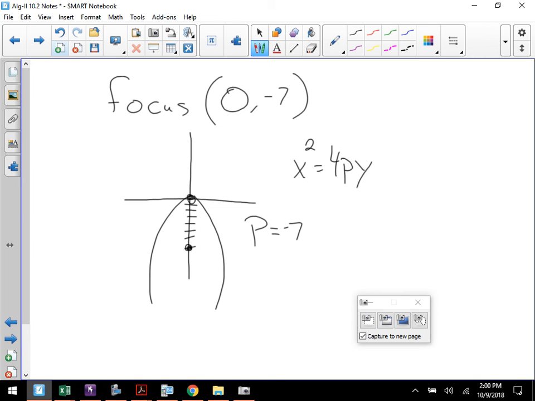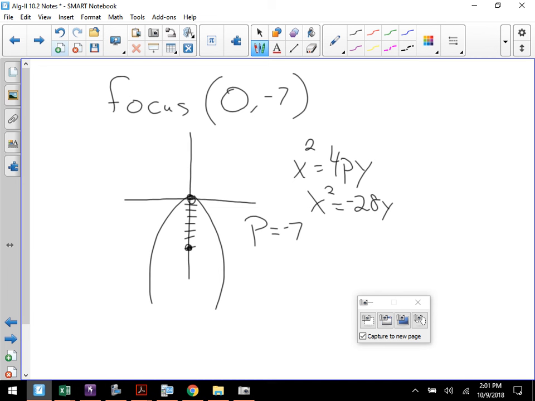4py. This is x squared, it just moves down. I think your final answer is x squared = -28y. Should not be terribly difficult, in all honesty. Just remember the differences where things go.